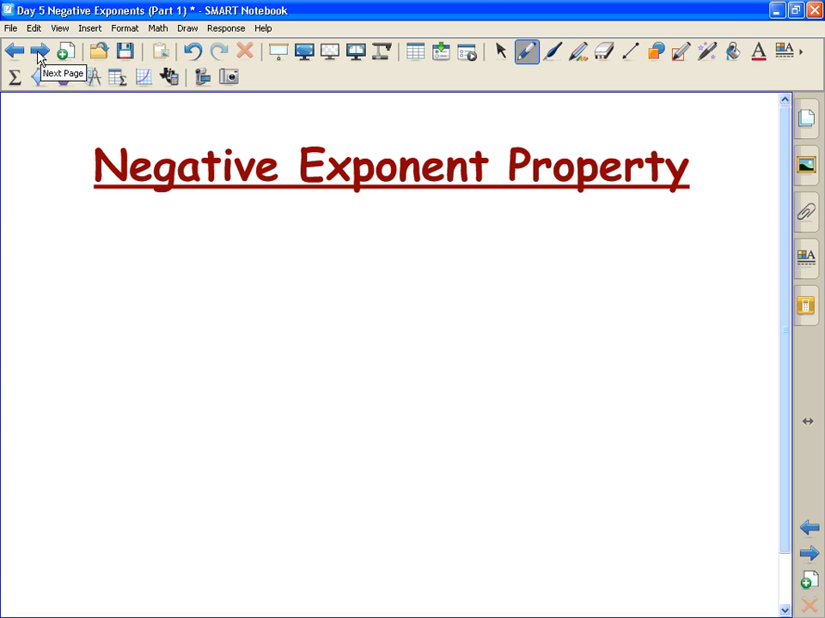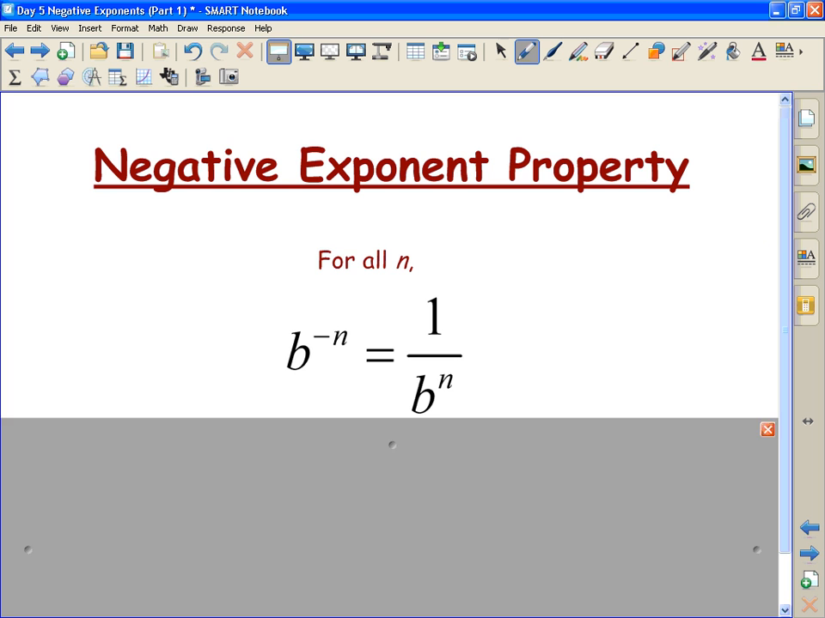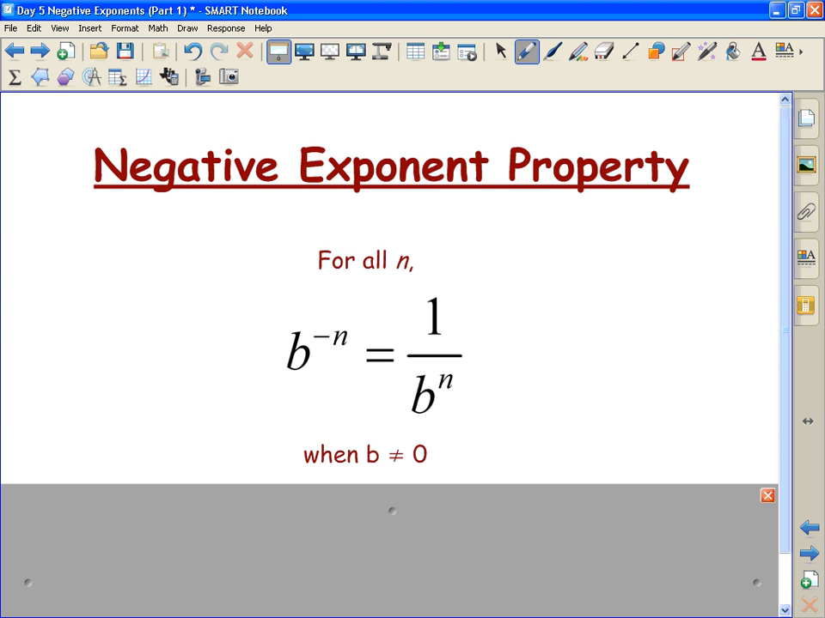So here's our negative exponent property. It says for all n, if I have b to the negative n, that is equal to 1 over b to the n. So I can basically move him to the bottom of a fraction, and then make the exponent positive so that he's happy.